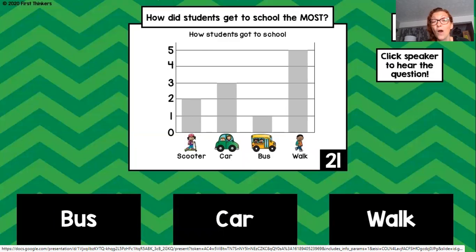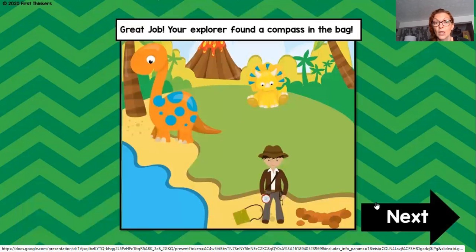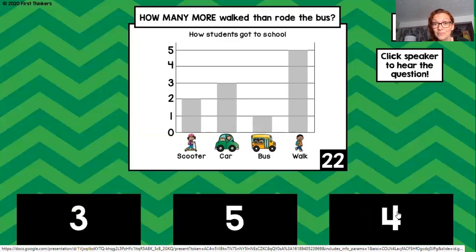You're right, walking, because we can tell it goes all the way up. It's more, right? The bar goes up more and higher, and the number is bigger too. So walk. Ooh, great job. Your explorer found a compass in the bag. Let's keep going. Okay, how many more?